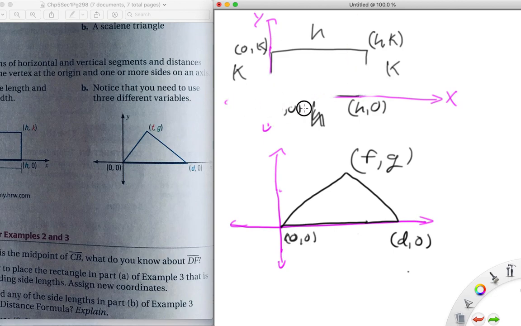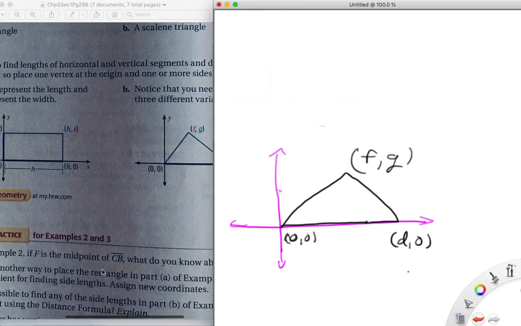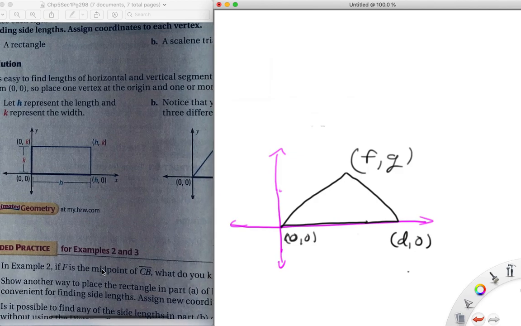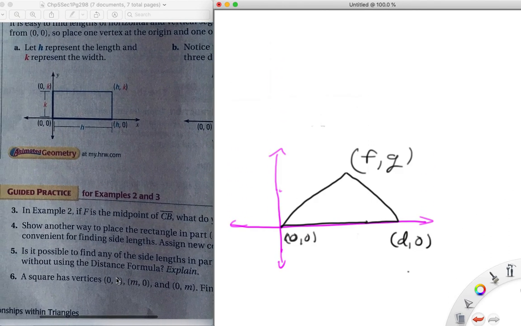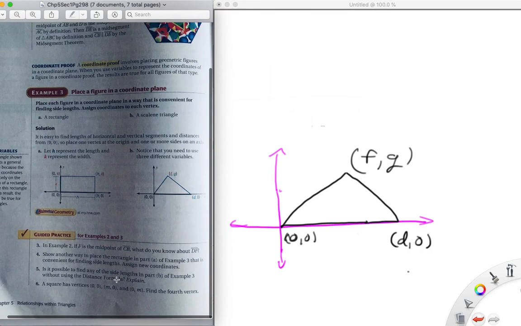It says F is the midpoint. Example 2. Oh, I'm not worried about that part. Okay. I was looking at the wrong thing.